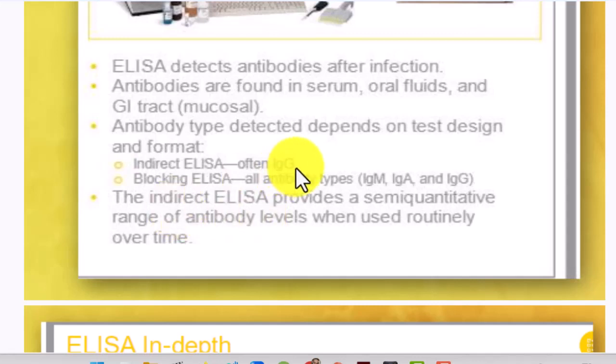The antibody type detected depends on the test design and format. Indirect ELISA, often IgG; blocking ELISA, all antibody types: IgM, IgG, IgA. The indirect ELISA provides a semi-quantitative range of antibody levels when used routinely over time.